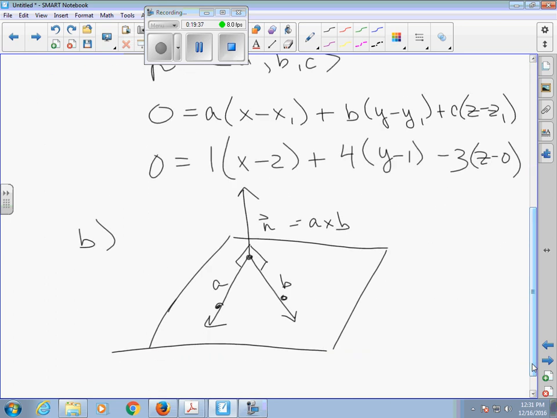You get 3 points, you get the vectors between two of them, and then do their cross product. It really doesn't matter, because even if the cross product ends up in the opposite direction, it's still normal to the plane.